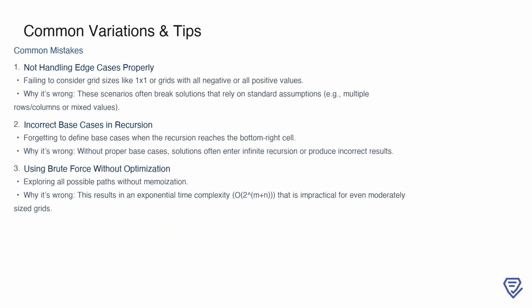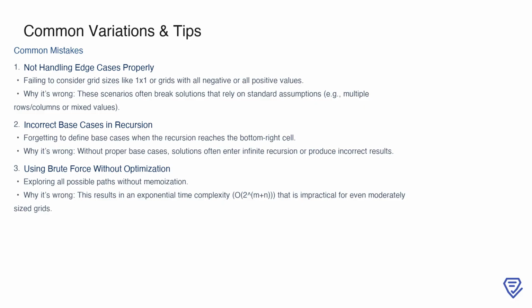One common mistake when solving this problem is not handling edge cases properly. For example, a grid that's only 1 by 1, or one where all the values are negative or positive, can break solutions that rely on assumptions like having multiple rows and columns or mixed values. It's critical to account for these scenarios up front.